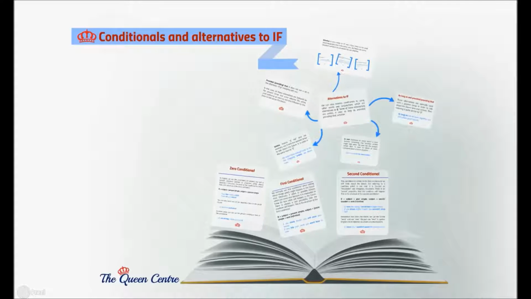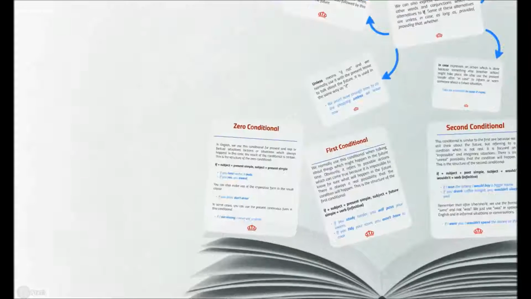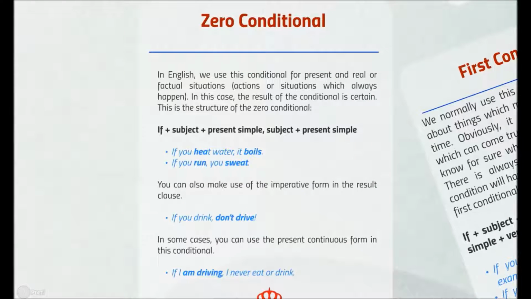Welcome to the new lesson, Conditionals and Alternatives to If. Let's start from the zero conditional. In English, we use this conditional for present and real or factual situations, actions or situations which always happen. In this case, the result of the conditional is certain. This is the structure of the zero conditional.